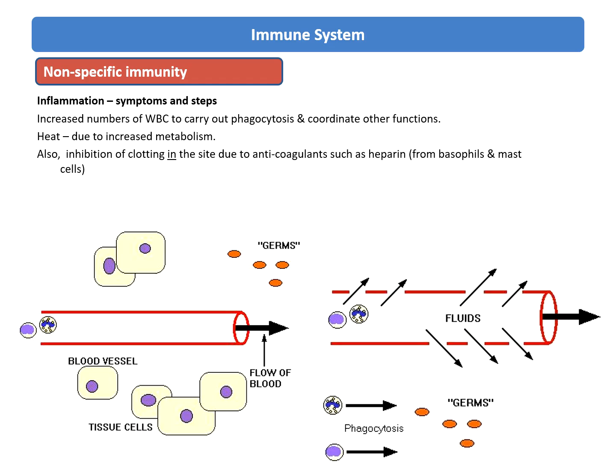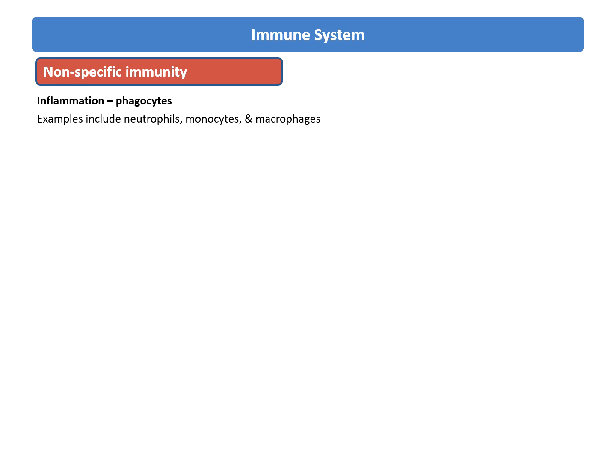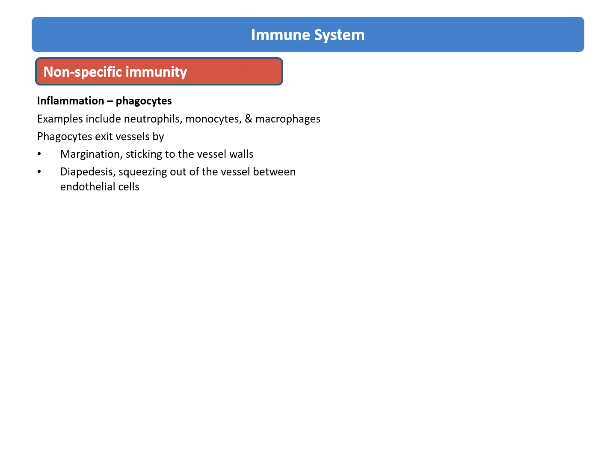This is due to anticoagulants such as heparin from basophils and mast cells, and formation of a clot around the site. This is to prevent the spread of the microorganism due to clotting factors. Phagocytes are an important part of inflammation. As mentioned, they include neutrophils, monocytes, and macrophages. Phagocytes exit the vessels by first of all sticking to the vessel wall. This is called margination. And then they squeeze out through the vessel between the endothelial cells, called diapedesis.